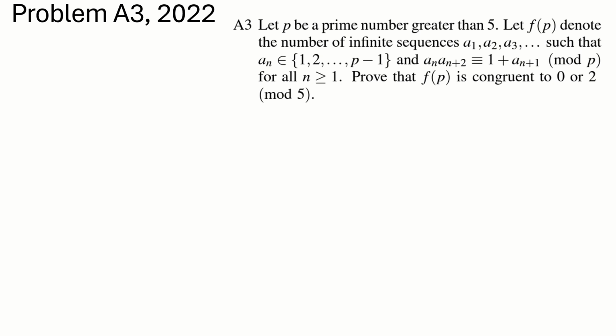We want to prove that f of P, that is the number of these sequences, is congruent to 0 or 2 mod 5.